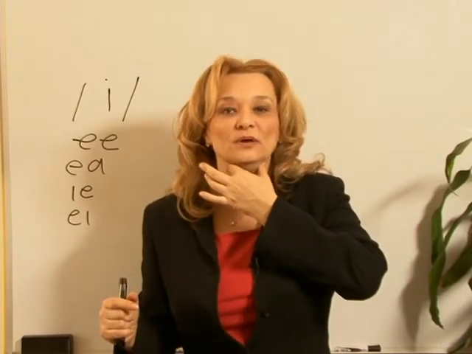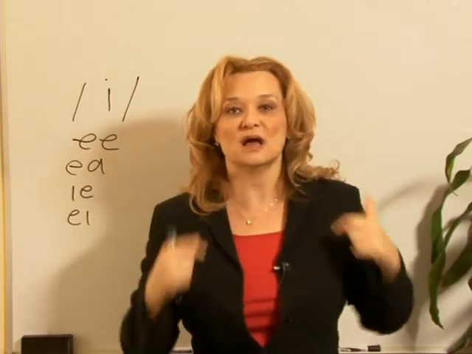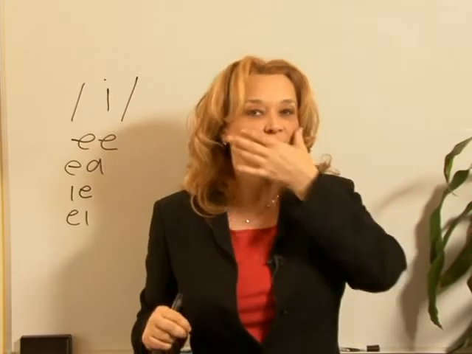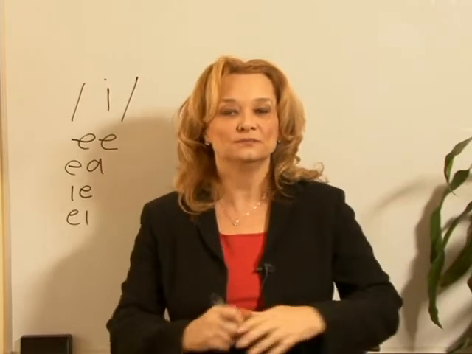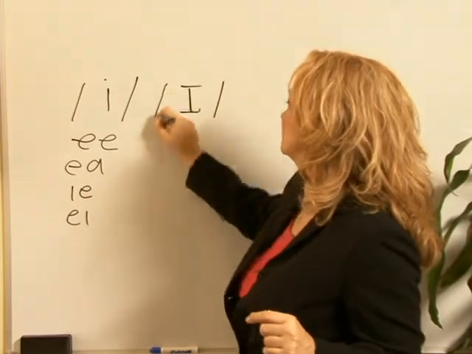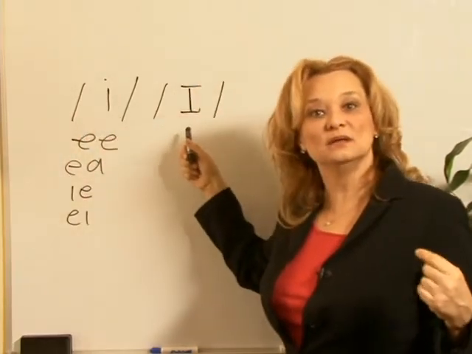your tongue will not be moving and therefore your fingers will not be moving. Your tongue will be neutral and relaxed. I. And your lips will also be relaxed. I. And the phonetic symbol for that vowel looks like this. I. This is E and this is I.